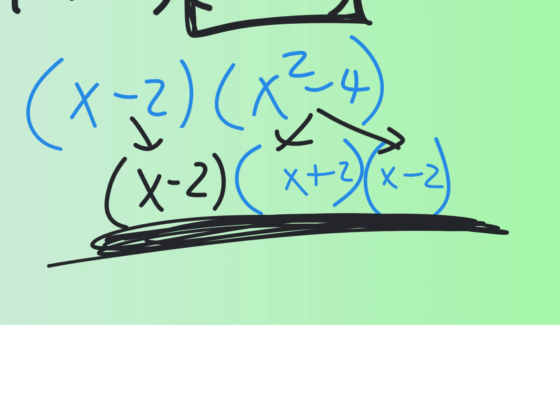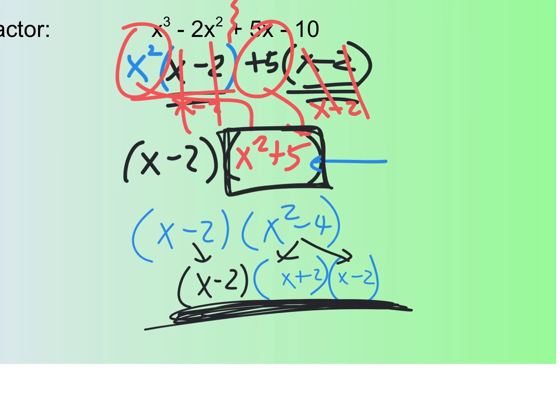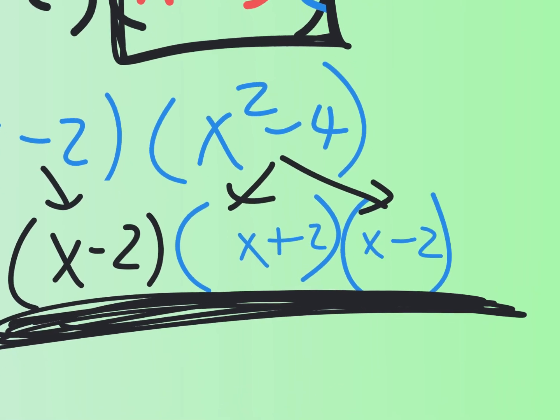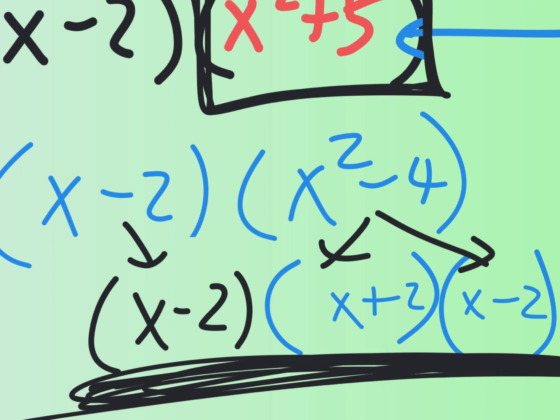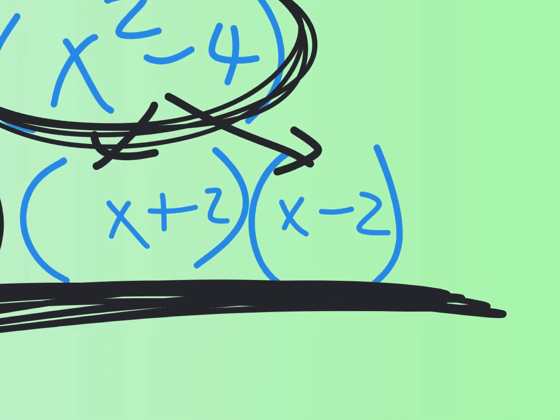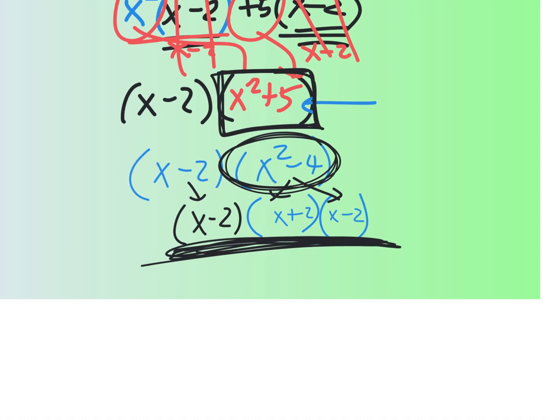Okay, yes? Isn't it plus 5, not minus 5? It is. I'm saying this one can't be factored. But you're going to have ones on your test that are going to be like this. And then if it had been like this, it would have broken up again. So watch out for that. It's going to happen for sure.